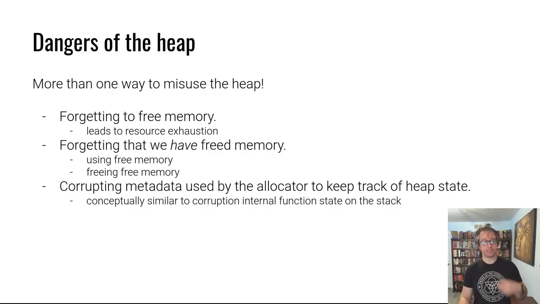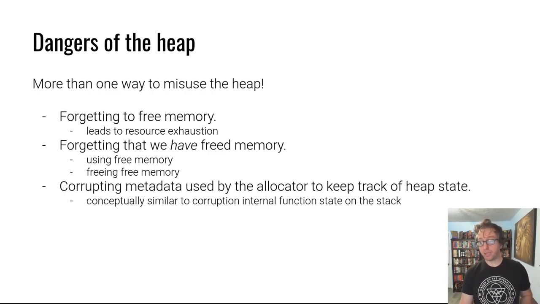And there is danger of accidentally corrupting metadata that the allocator itself uses to keep track of heap state, right? So you can imagine a buffer overflow on the stack. You start clobbering control data such as the return address. It's very similar for the heap. If you have a buffer overflow on the heap, you can start clobbering heap metadata and the heap goes insane.